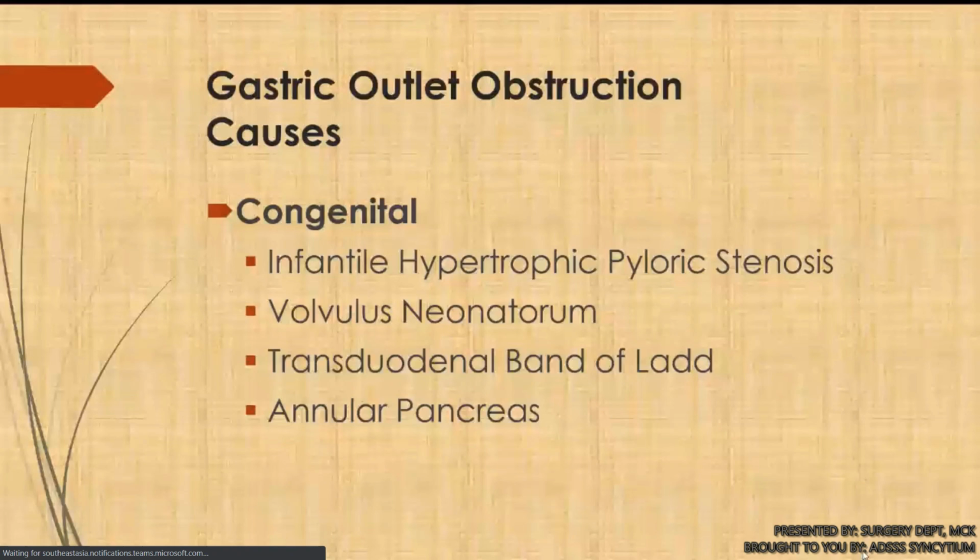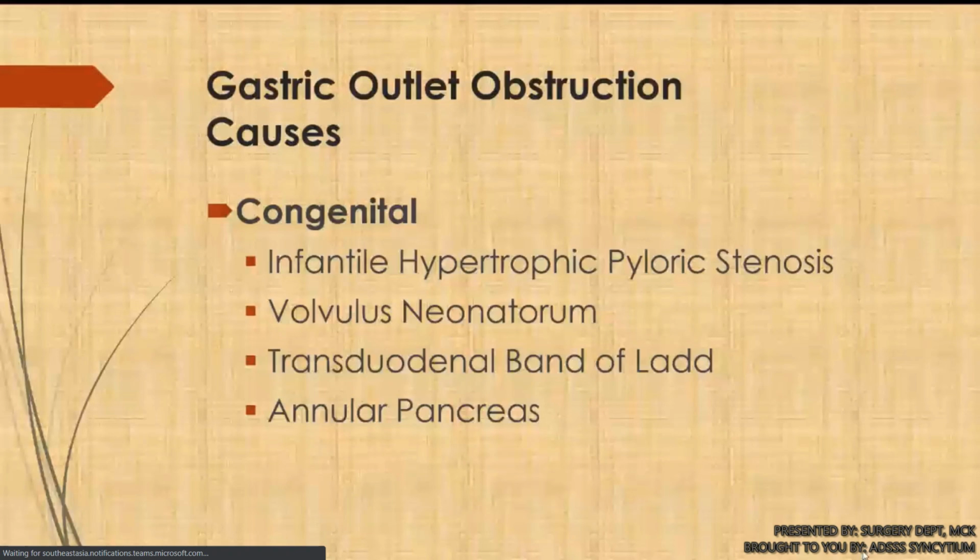Also, Ladd's band. Ladd's band is attached from the cecum to the right. Normally, it's a very short band which is attached from the cecum to the parietal wall in the right iliac fossa, and it is insignificant in normal conditions when the gut rotation is normal. But when the gut rotation is incomplete, then this band of Ladd causes obstruction to the second part of the duodenum, and there are features of gastric outlet obstruction.